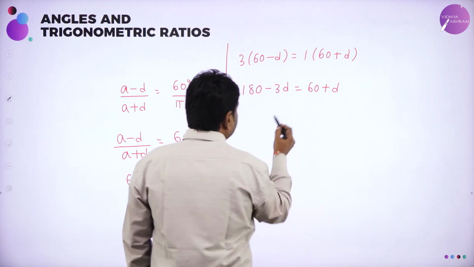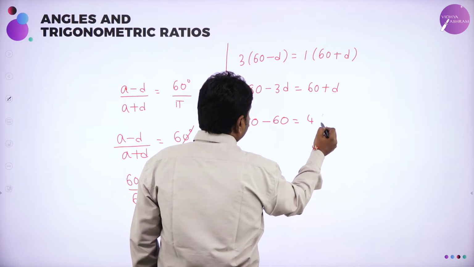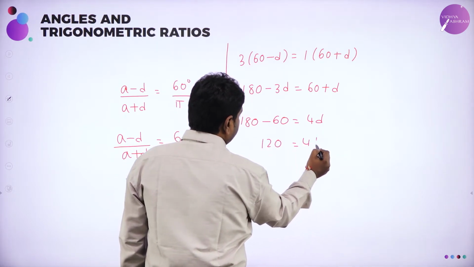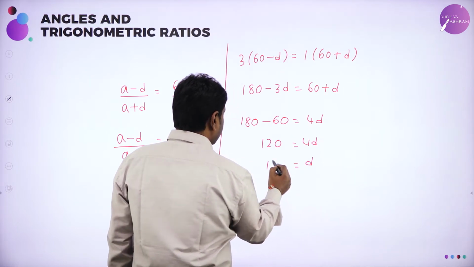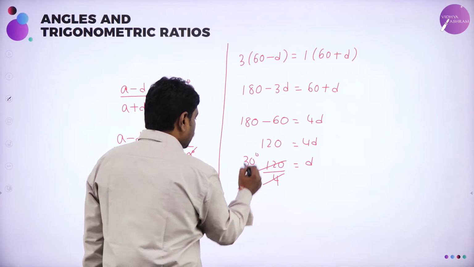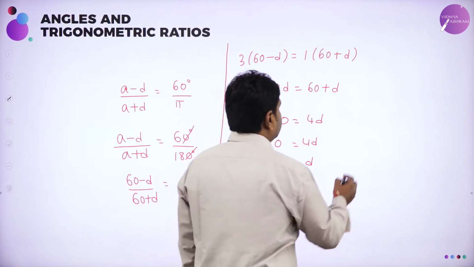Rearrange: 180 minus 60 is equal to 4D, and this will be 120. 120 is equal to 4D, or D is equal to 120 divided by 4. So 4 30s. So you got the common difference as what? Exactly, 30 degrees. So now you can write the angles.